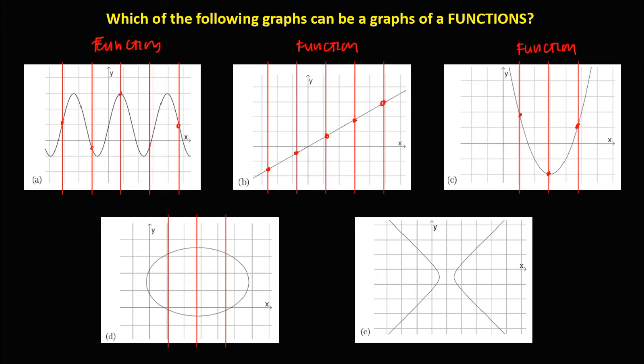Then for D, since the vertical line hits two points of the graph, this graph is not a function. And for E, since the vertical line hits two points of the graph, this graph is not a function. So this is how to use the vertical line test.